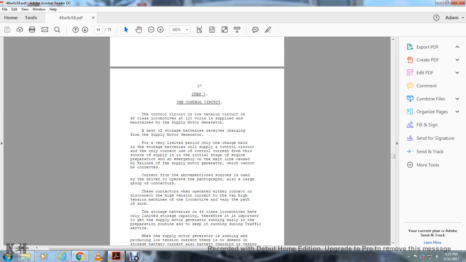Alright, item 7, the control circuit. The control circuit, low tension, of the 46 class locomotive is 120 volts, supplied by the supply motor generator and maintained by storage batteries, which receive charging from the supply motor generator. The storage batteries hold a limited charge to supply the control circuit.